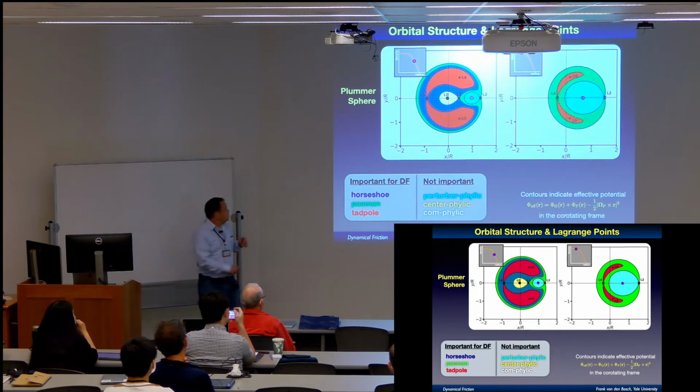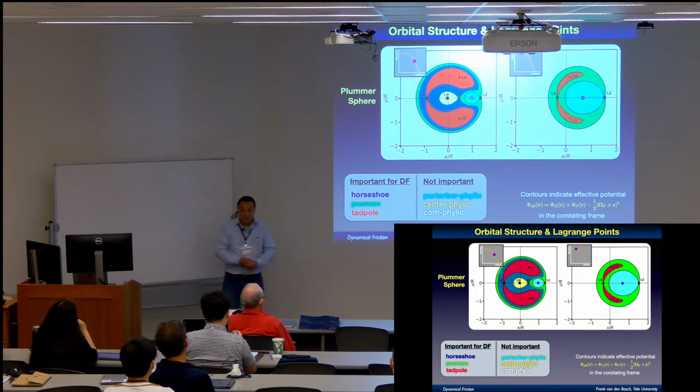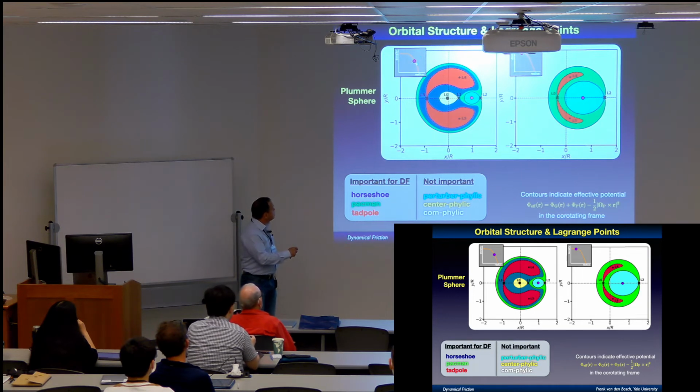What you need is a long libration time to be able to get something out of it. Same thing for the centrophilic orbits here. They just zoom around the center. They don't do anything. Net effect 0. Okay. Now the crux of the story is that once you do the same calculation, but now you put your perturber inside the core, you get this plot.